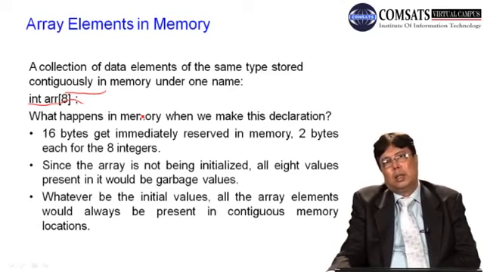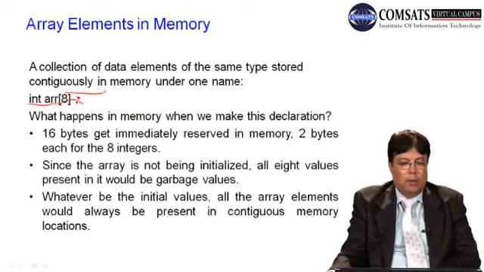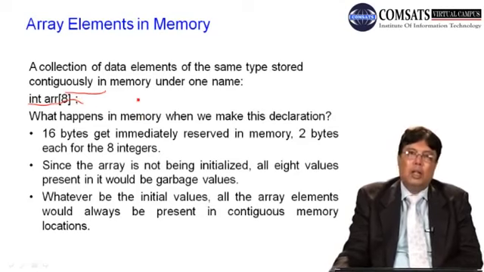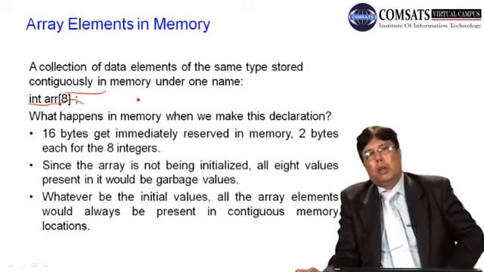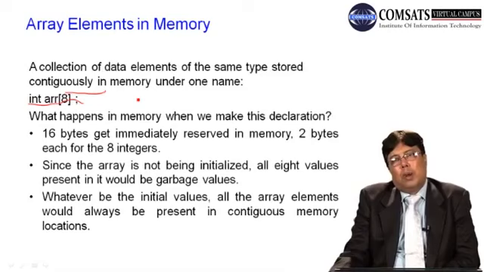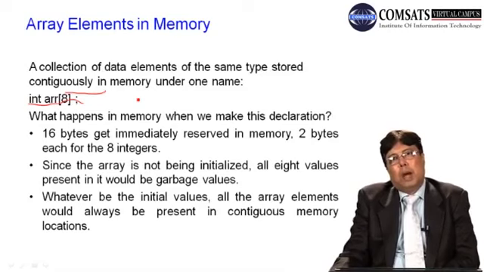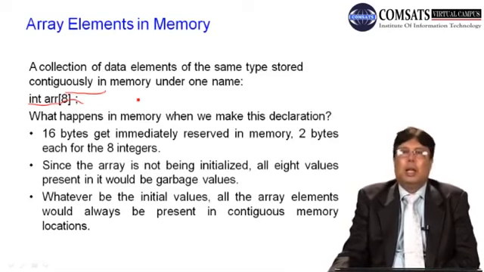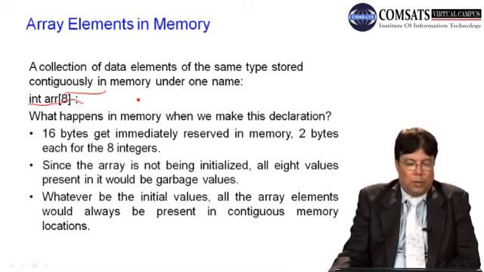of 2 bytes. Then there should be 8 into 2, 16 contiguous bytes in the memory reserved whenever you declare integer array of 8. But suppose if the integer size is 4 bytes, तो फिर कितना होगा? 4 into 8 is 32 bytes. So 32 contiguous bytes should be allocated by the system, means कि memory की 32 bytes will be reserved.